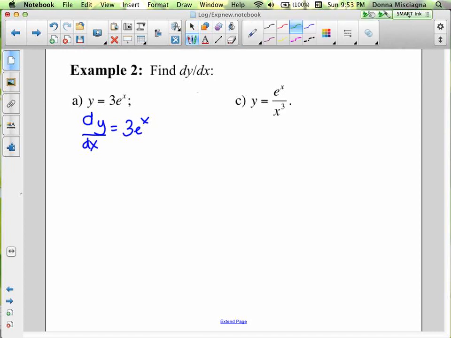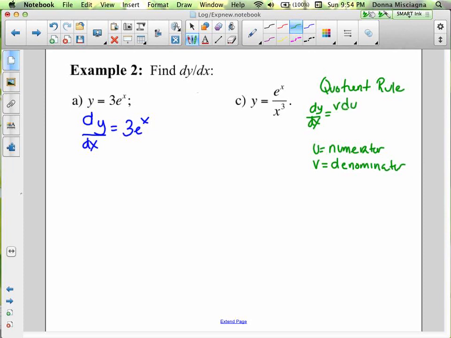The next one is a quotient rule. Just a reminder for the quotient rule: if u is the numerator and v is the denominator, the derivative is the denominator times the derivative of the numerator, minus the numerator times the derivative of the denominator, all divided by the denominator squared.